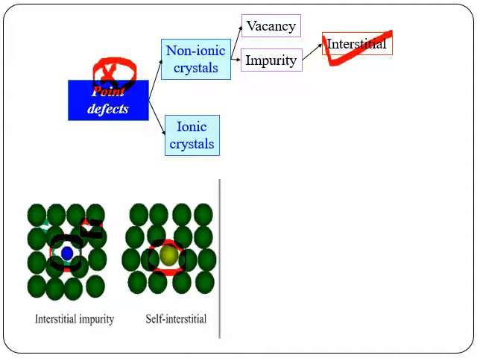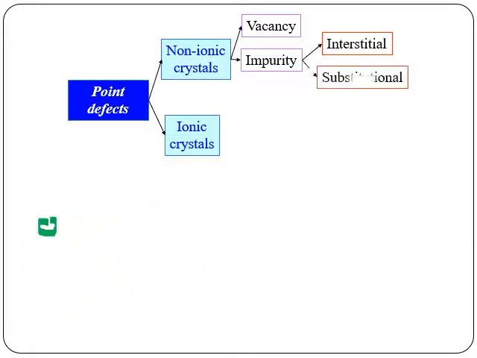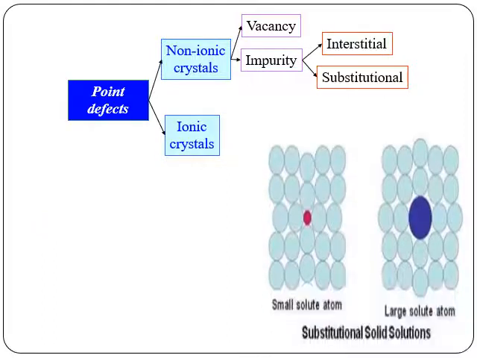The next one we call substitutional. What exactly is substitutional? It is something like a cricket team with 11 players, where a substitute player is one extra player. Whenever required, we replace one player with that extra player. The same thing applies here. This is a small solute atom, or foreign atom, which is going to substitute the parent atom, or this is a large foreign atom which is going to substitute the parent atom.